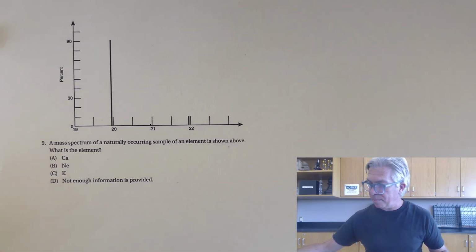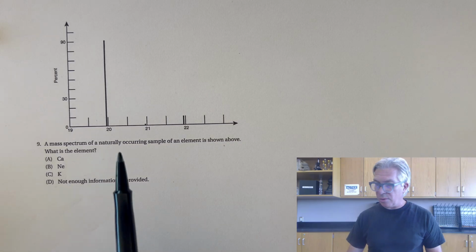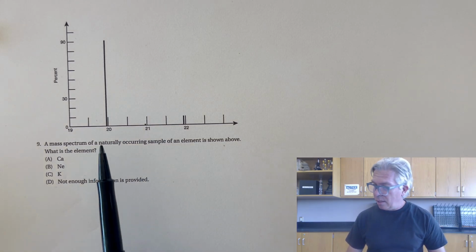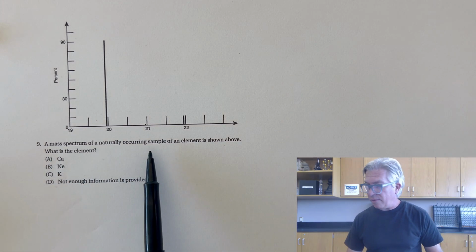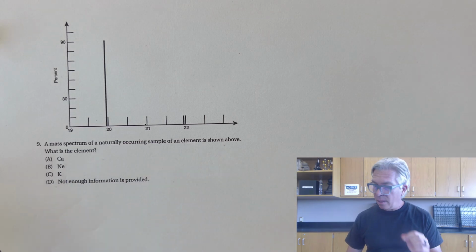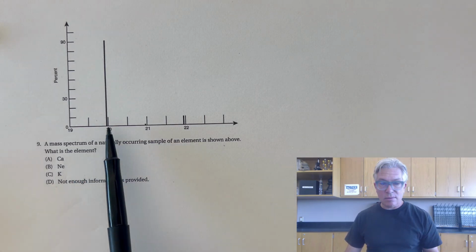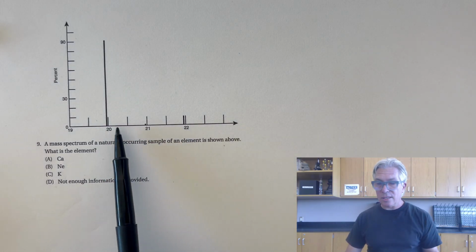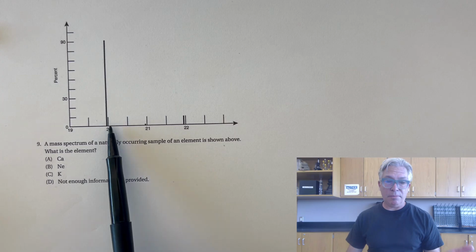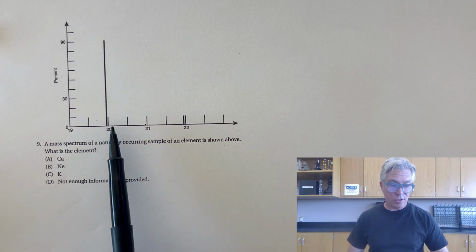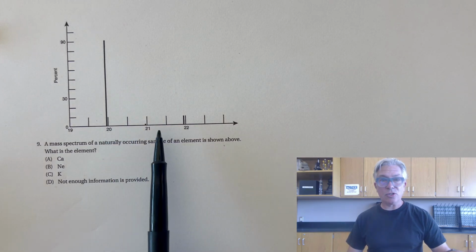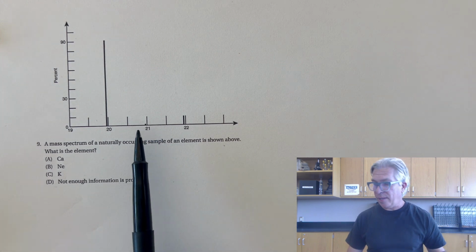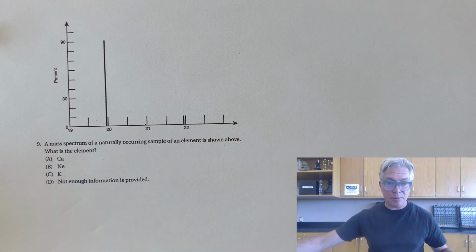And finally, let's look at some mass spectrums. This one might look familiar to you. A mass spectrum of a naturally occurring sample of an element is shown above. What is the element? Well, you could say we have to find an atomic mass between 20 and 22, but that's going to be really close to 20 because that's the one that's most abundant. And you might also notice that this one appeared in our picture of the mass spectrometer, and it is neon. You can check your periodic table. The mass of neon is 20.18.